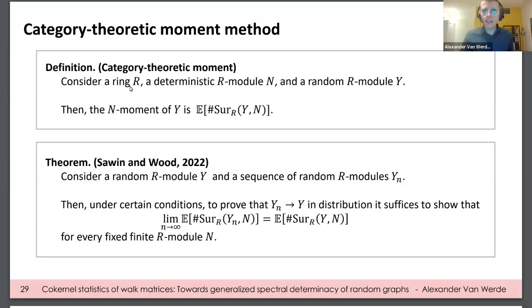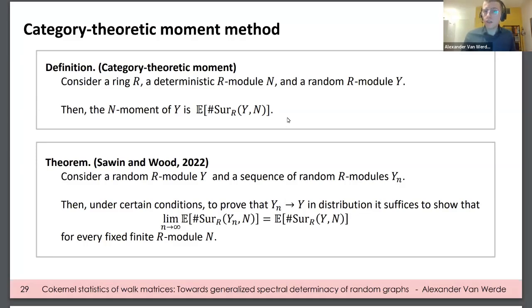But I will define it in the category of modules. So let us fix a ring and a deterministic R module n. Then the n moment of a random R module, say y, is going to be the expected number of surjective morphisms from y to n. So if you like, you can here think about n as being an index similar to the power which occurs in classical moments.